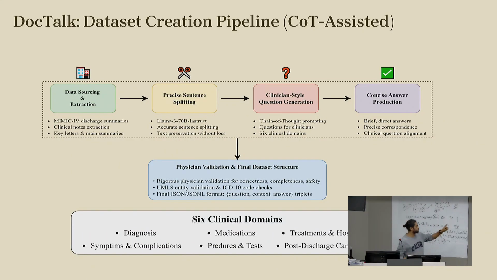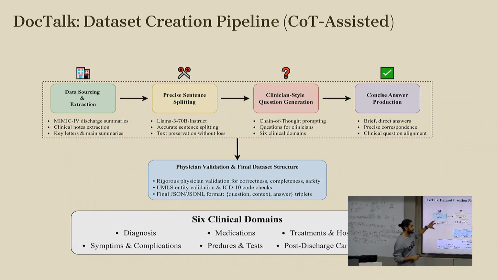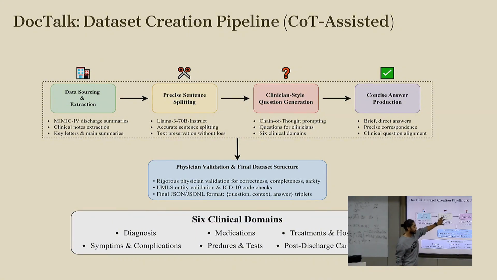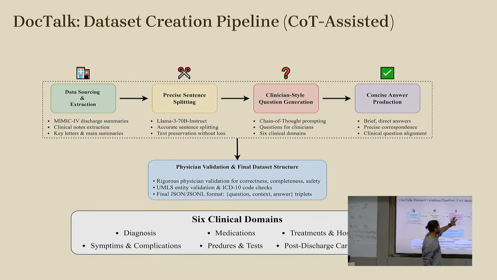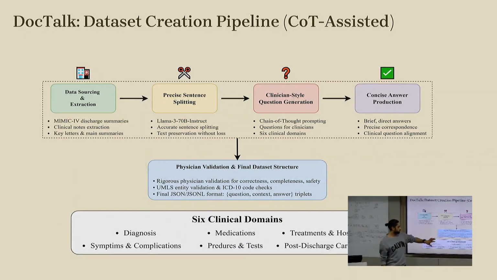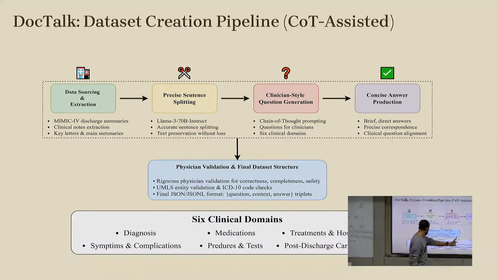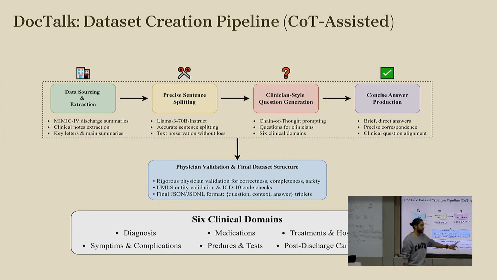You can see, first I use the de-identified MIMIC summary. After that, that summary goes to my model. My model uses chain of thought reasoning, and then it produces the answer. I do the question answering for each domain, which is diagnosis, medication, treatment, hospital costs, symptoms and complaints, procedure tests, and post-discharge and follow-ups.